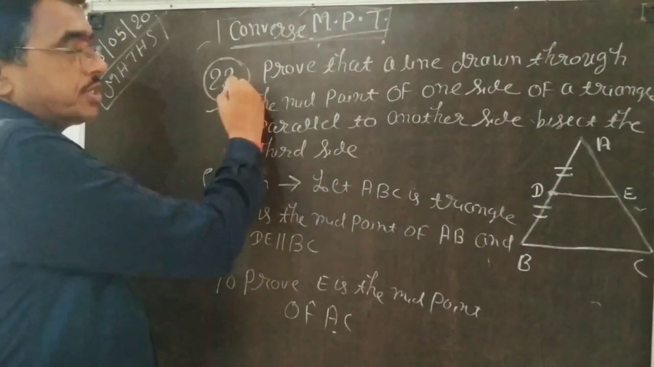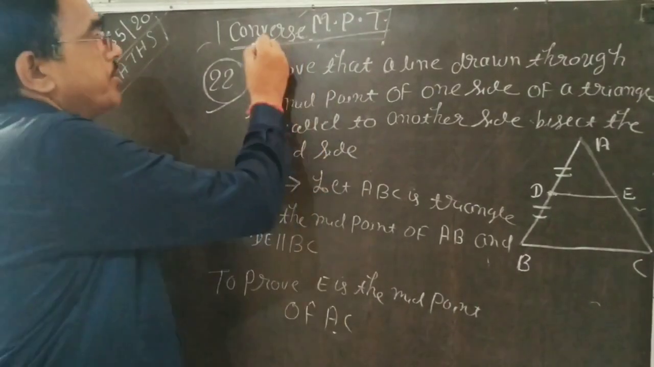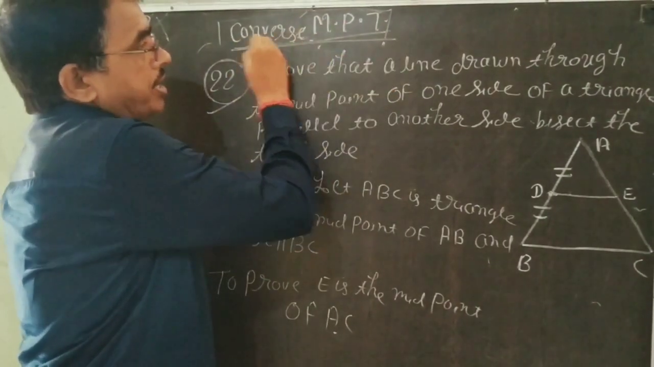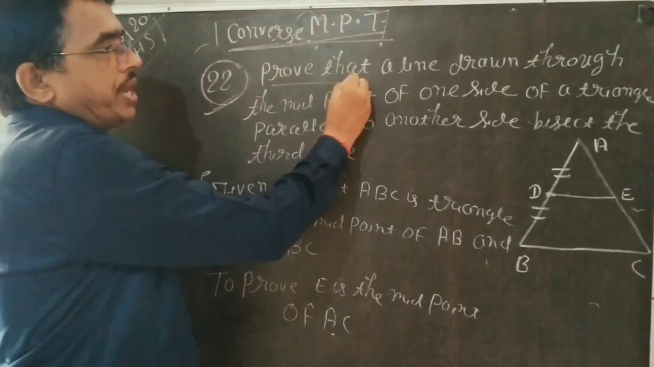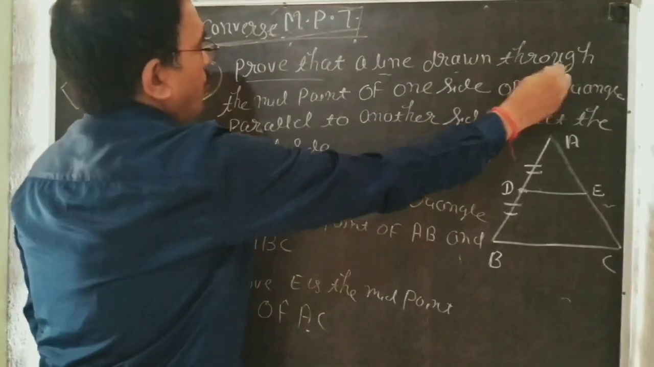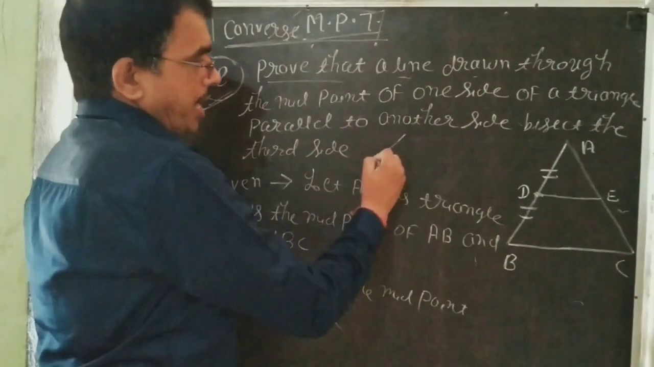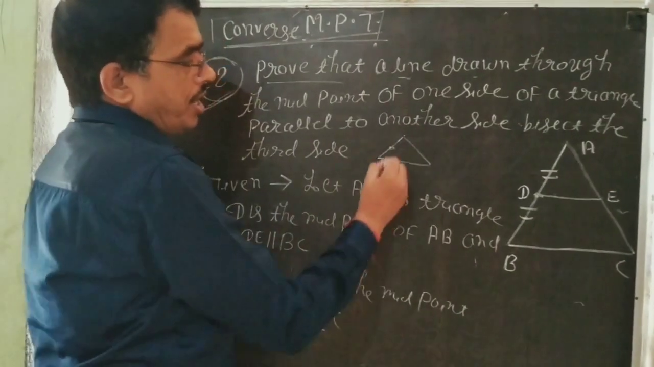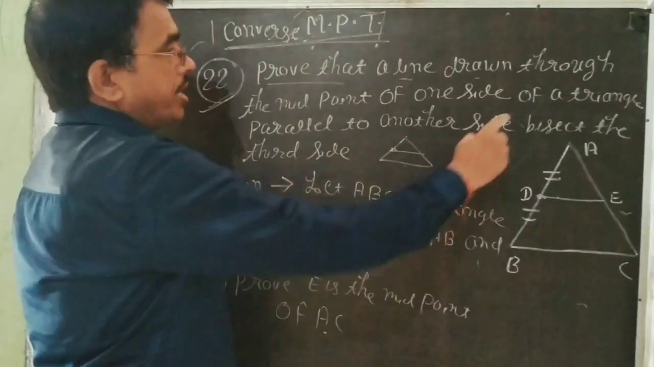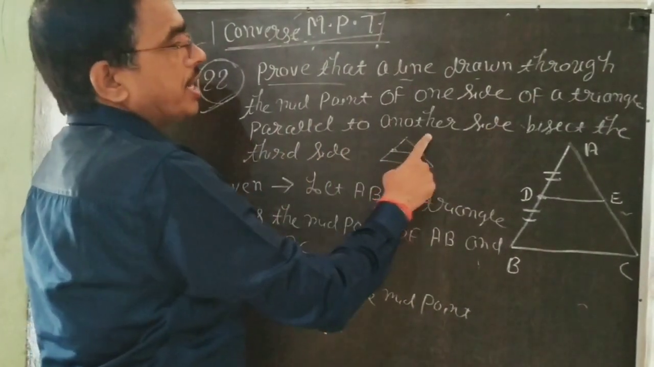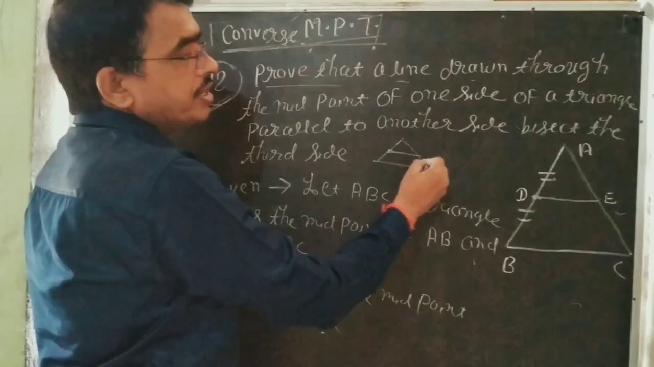Today's session last question is the converse of the midpoint theorem. So dear students, it is the converse of MPT. It states that a line drawn through the midpoint of one side and parallel to the second side will bisect the third side.